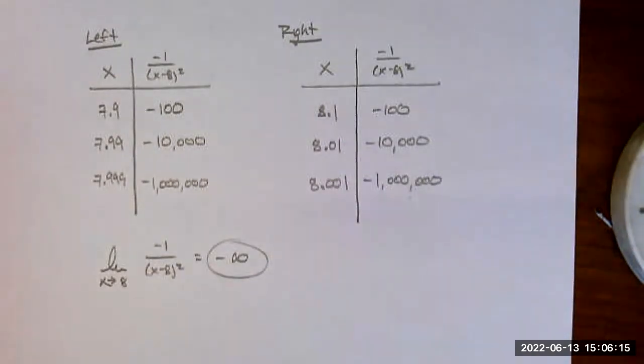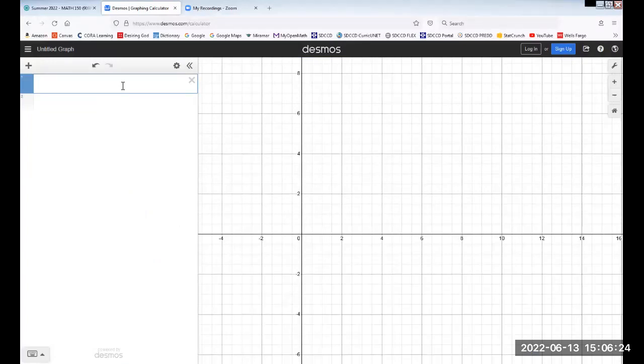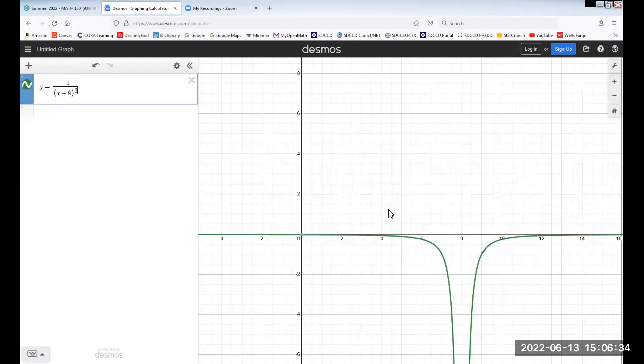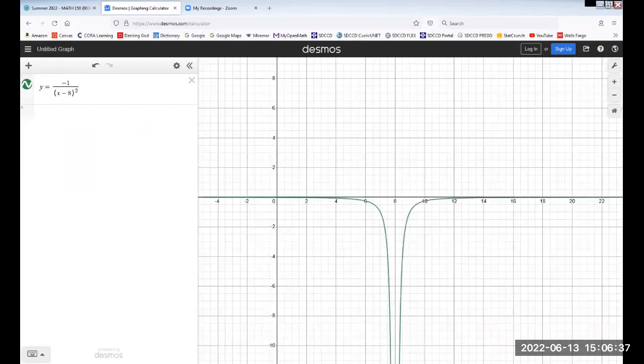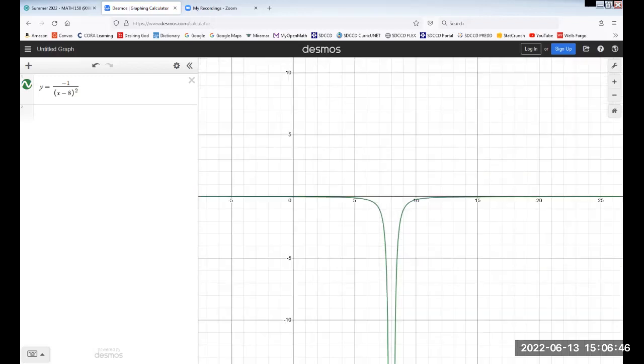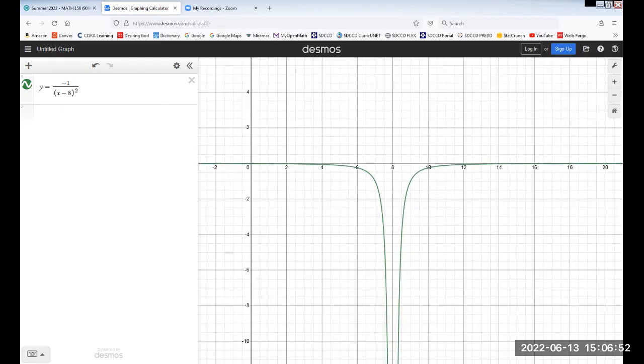Let's take a look just really quick at the graph. I always recommend checking out graphs. It helps develop your intuition, and you're seeing the problem done from multiple angles. Oh yeah, look at that vertical asymptote at 8, and both sides are headed toward negative infinity. Even though there's that gap in the middle, they're still squeezing together. And so both the left side and the right side are headed to the same place. So we do have an answer here of negative infinity.